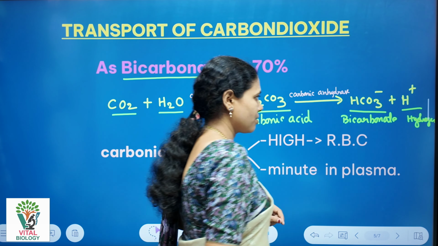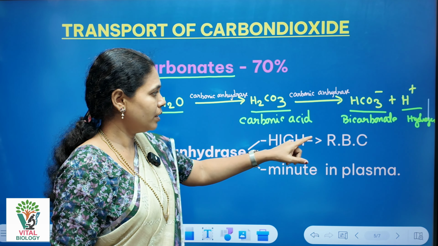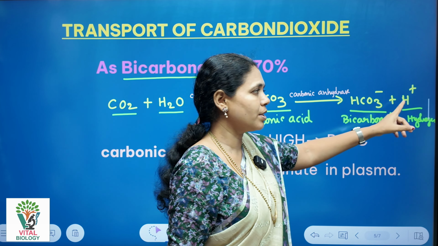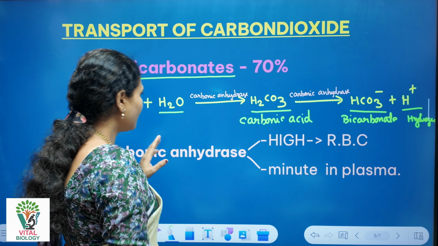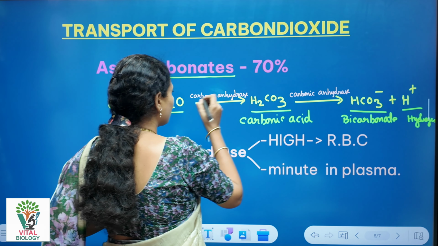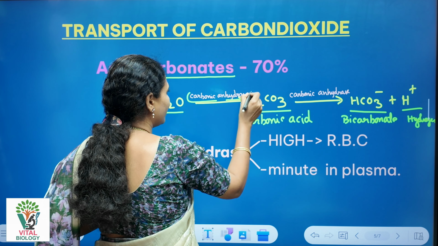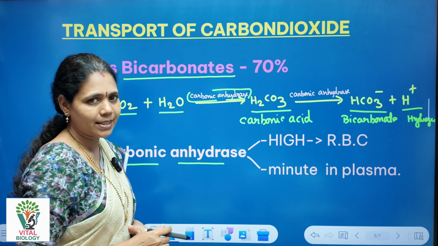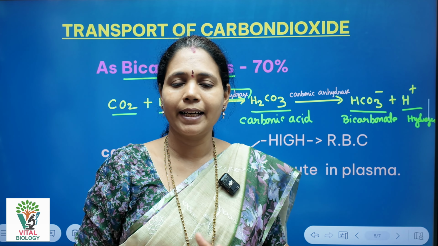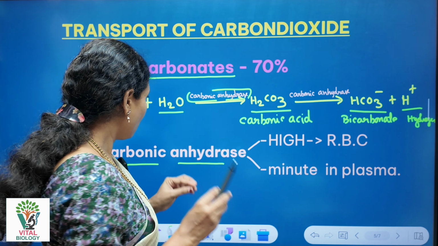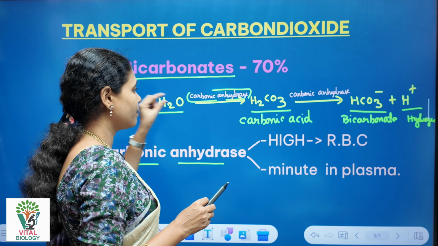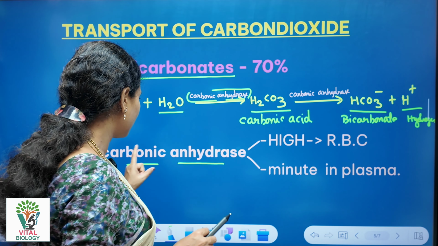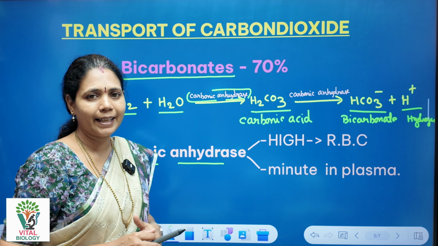Okay, so like this. Here bicarbonate means HCO3 minus, whereas the hydrogen is H plus. If you observe on both these arrows, we have mentioned one enzyme, and that is carbonic anhydrase. If these reactions have to occur, definitely they need this enzyme, carbonic anhydrase.